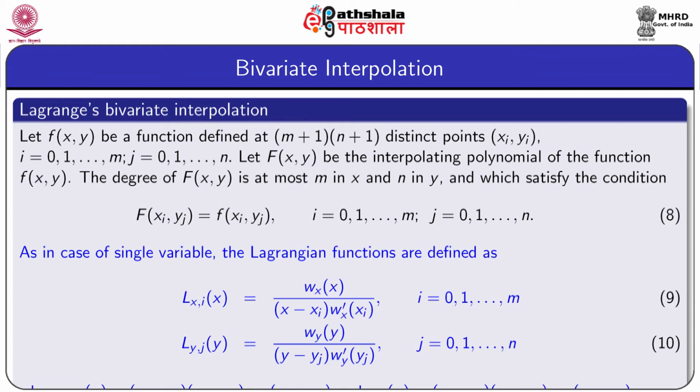So, as in single variable case, the Lagrangian functions are defined as Lxi of x equal to Wx of x whole divided by (x minus xi) into Wx dash, that means the derivative of Wx at xi, which is defined for all i equal to 0, 1, 2 up to m. Similarly, Lyj of y equal to Wy of y divided by (y minus yj) into Wy dash at yj, and this is true for all j equal to 0, 1, 2 up to n. That means the equations 9 and 10 give the Lagrangian function for x alone and for y alone, where Wx of x equal to (x minus x0) into (x minus x1) up to (x minus xm), and Wy of y equal to (y minus y0)(y minus y1) up to (y minus yn).